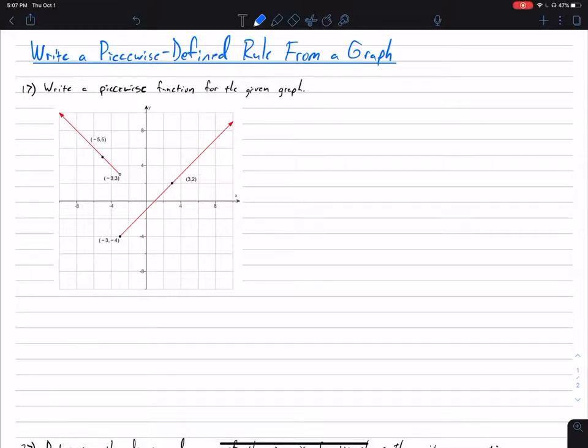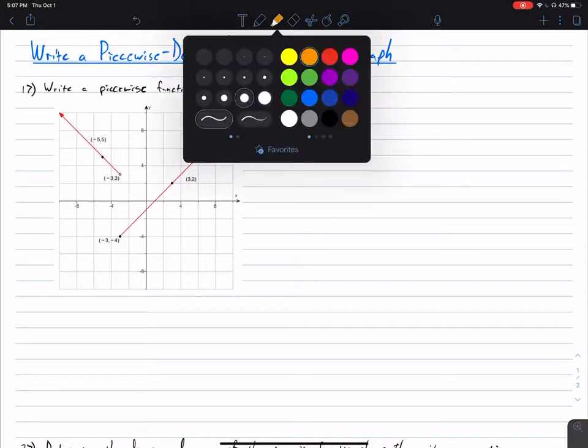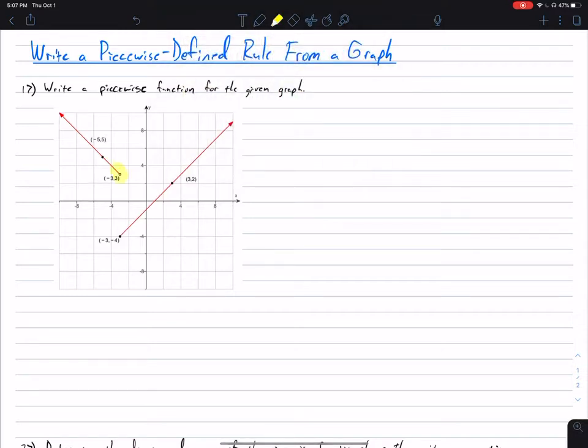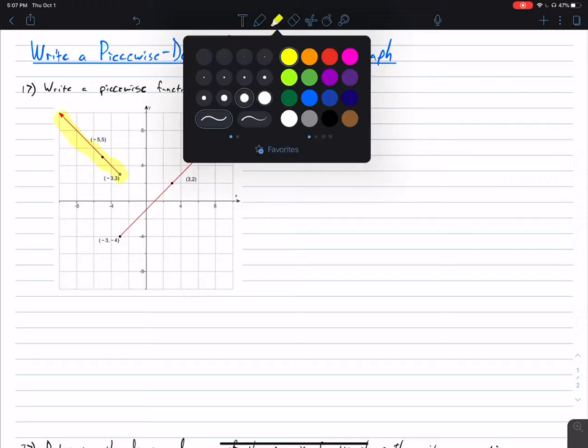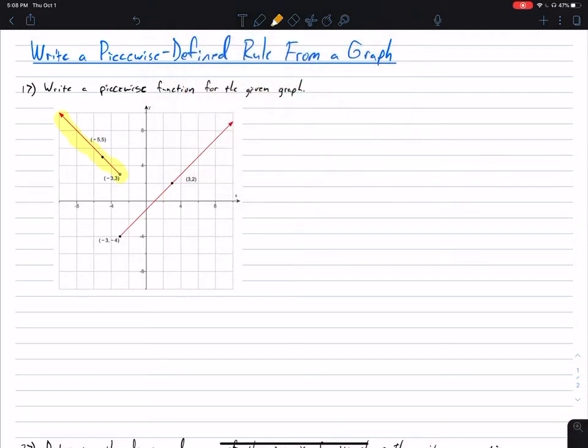In this video, we're going to write a piecewise defined rule for my graph. So number 17, write a piecewise function for the given graph. Pretty straightforward. I'm going to break this up into two pieces. So I'm going to look at this one first, and then we'll look at this one second.